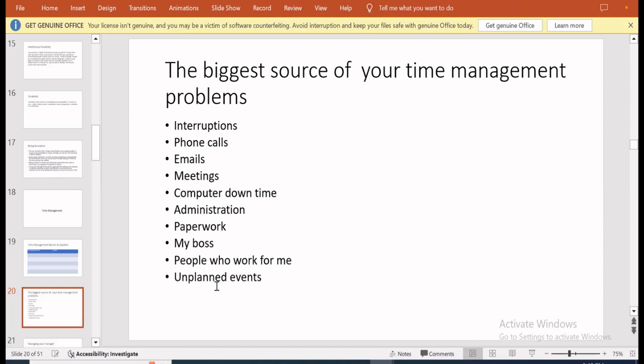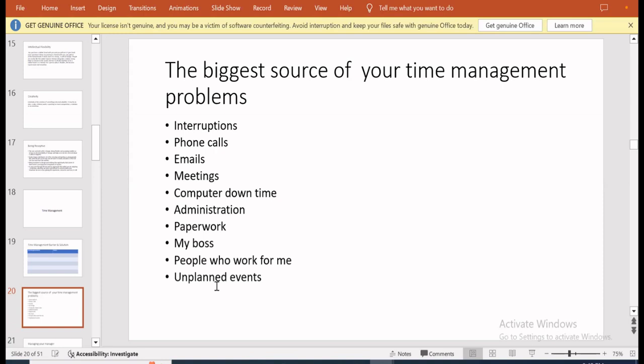Emails, there are a lot of emails you are receiving every day. You are checking emails and you are replying. So many meetings you are attending every day, so there is not enough time, so you are not in a position to focus. Computer downtime, sometimes it happens and you cannot work and complete.